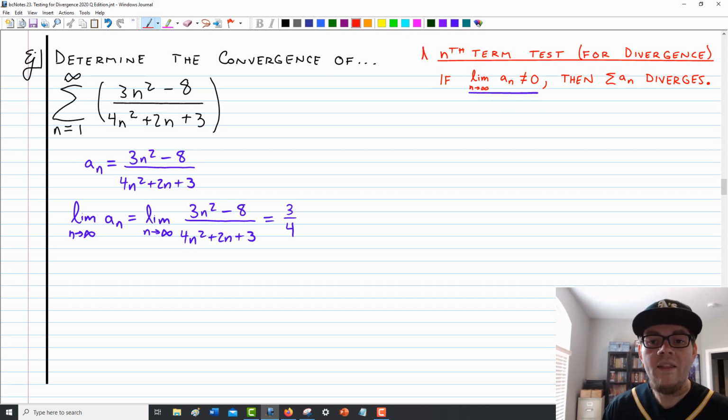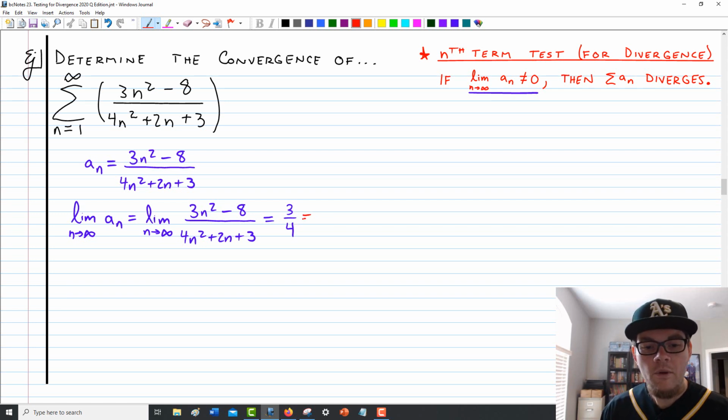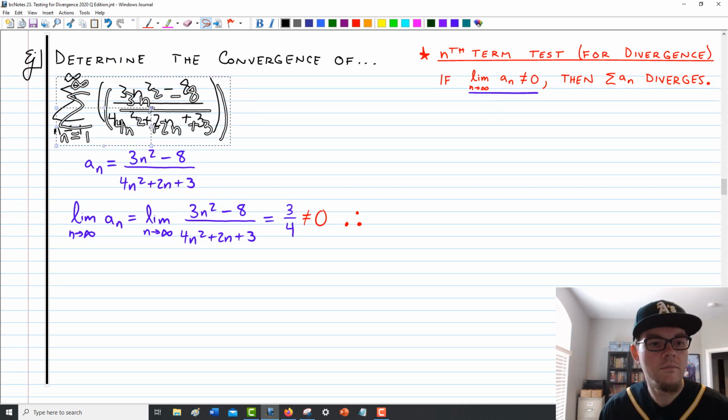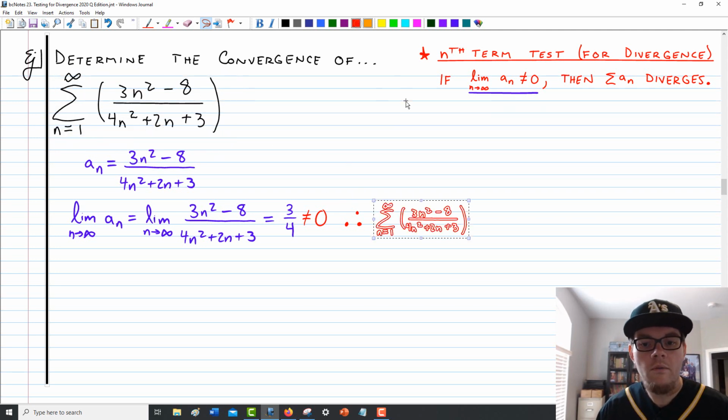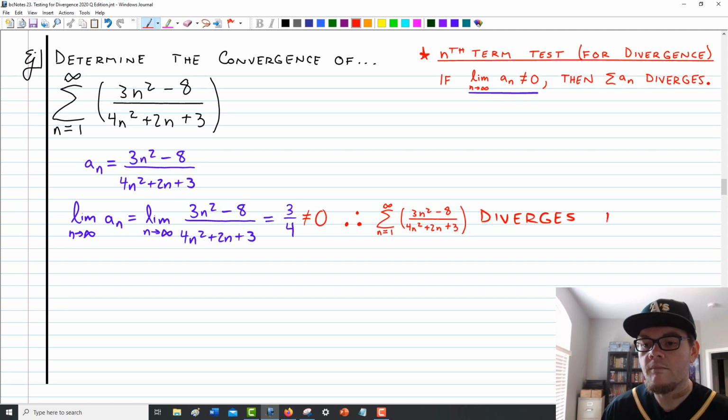Now, if we're going to apply the nth term test for divergence, we need to look at that value we just found and ask ourselves one simple question. Is it 0? 3/4 is different than 0. So as soon as we see that, what that tells us is that therefore our series diverges by the nth term test.